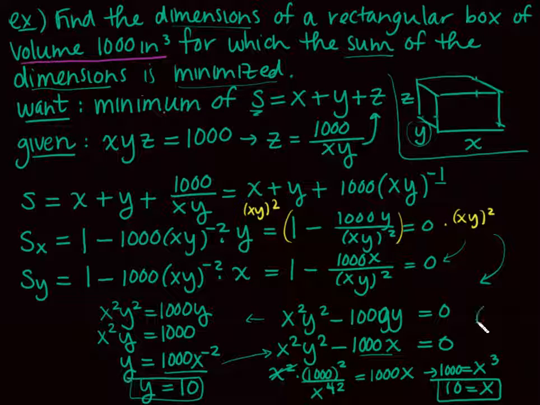So our only point is 10, 10, and because it asked me to find the minimum, we know that the minimum must occur when x is 10, when y is 10, and then you can solve for z, and you will see that z is 10 as well.